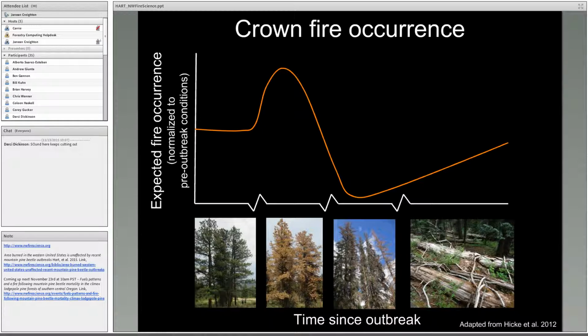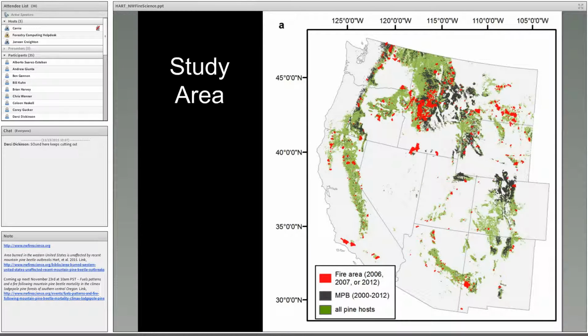And again, to remind you of our expectation for our fire behavior models, we expected that we might see increased crown fire occurrence during the red stage, followed by decrease in the gray stage. The study area is the entire western US, and so we really were trying to find this emergent effect. Is there more fire burning where we had mountain pine beetle infestation?